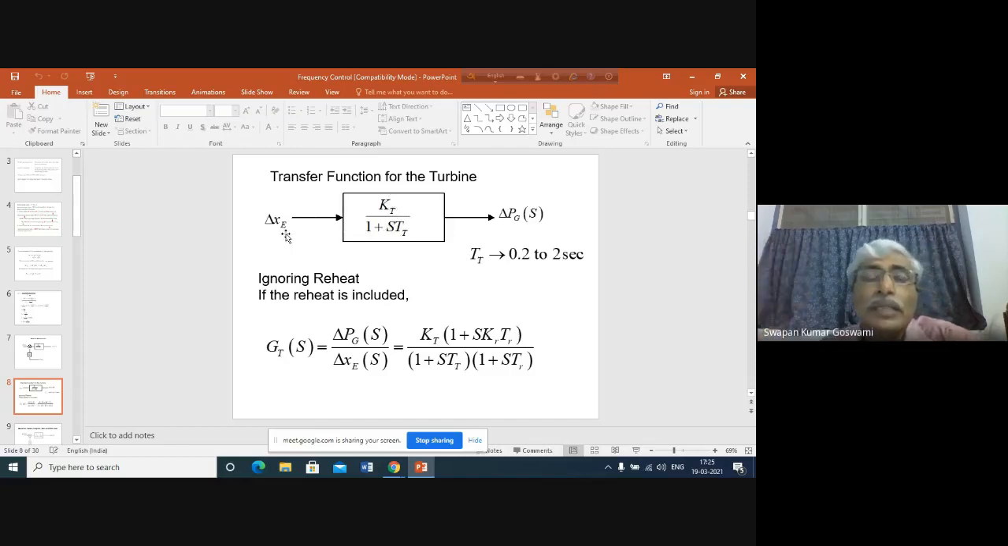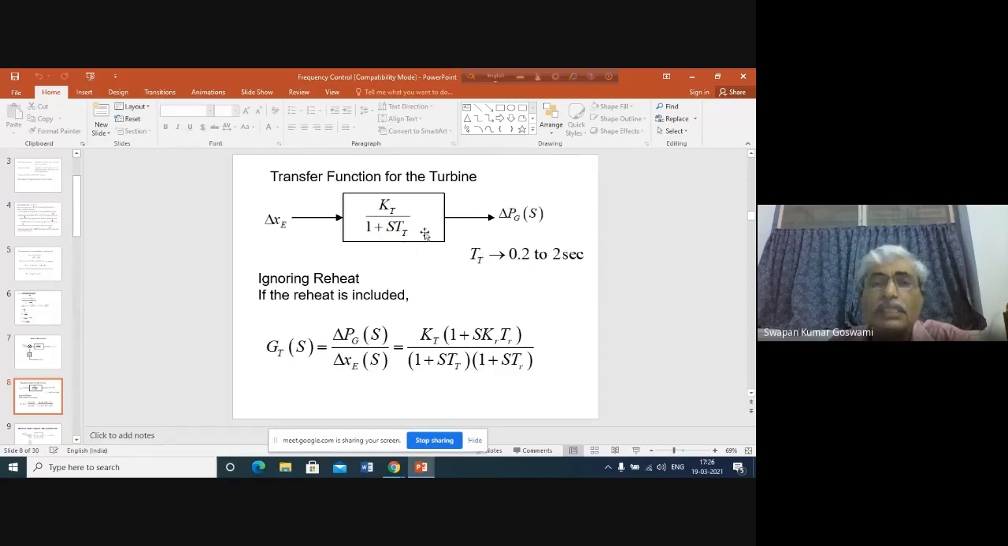So delta Xc is the opening of the steam valve, so more steam is entering into the turbine. If the opening is increased, then this steam is converted into power. Which power? Now it is mechanical power. Obviously, Kt by 1 plus s time Tt is the transfer function of the turbine, and the time constant is of the order of 0.2 to 2 seconds.